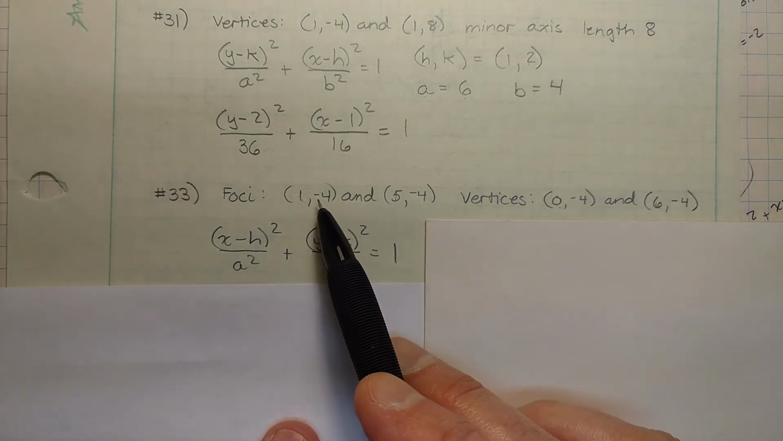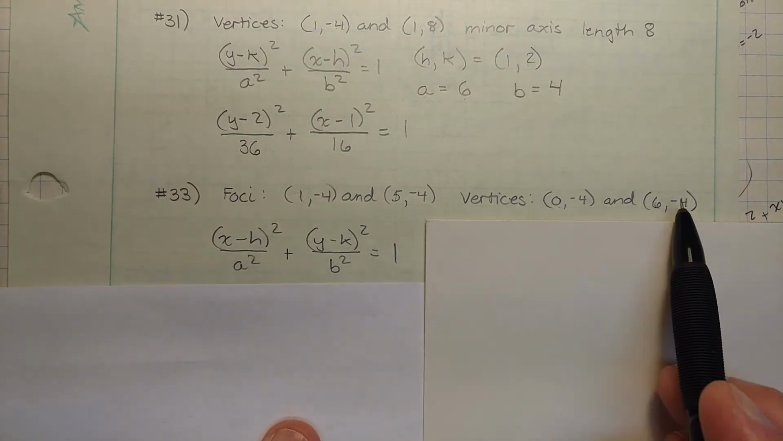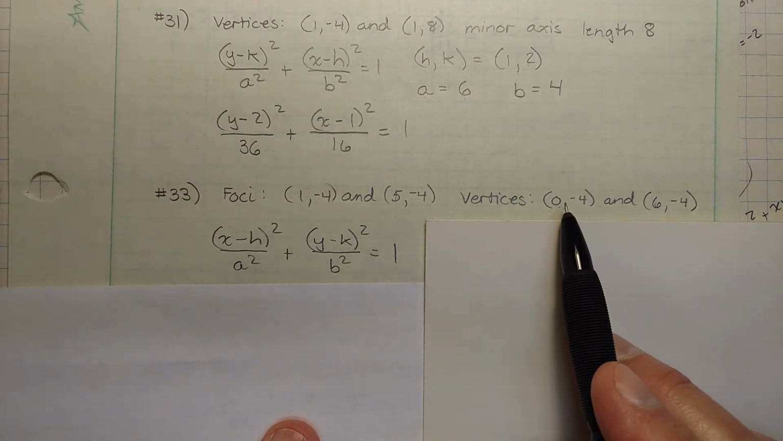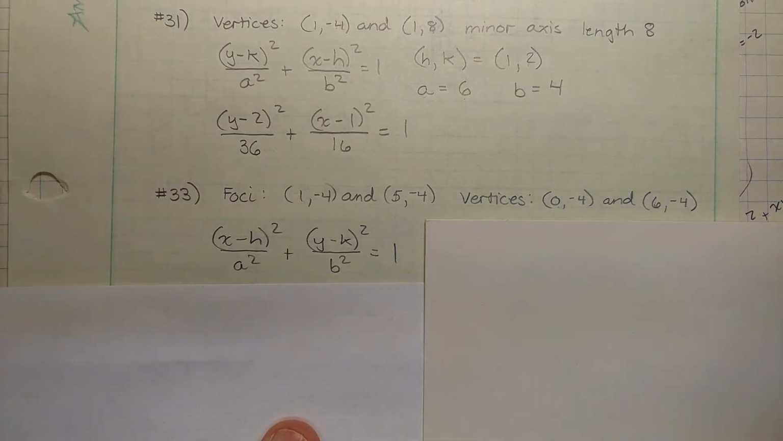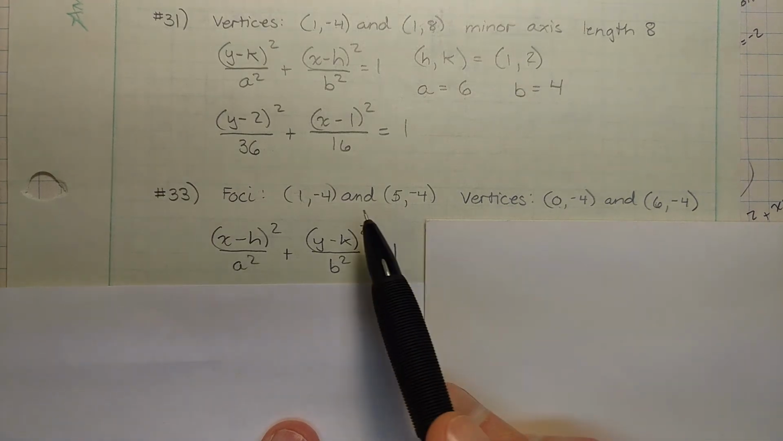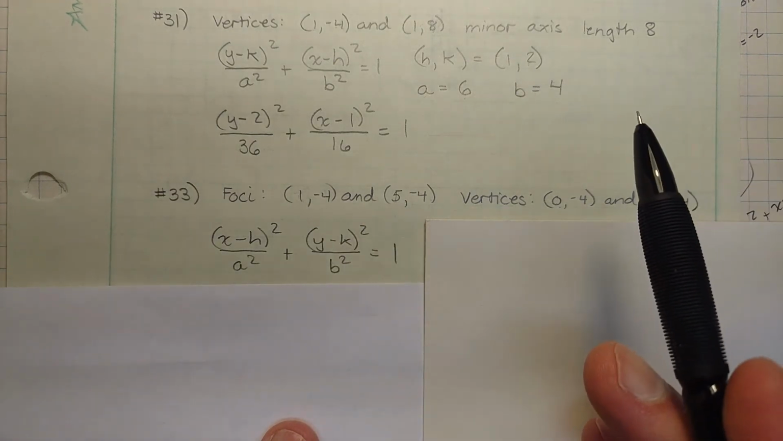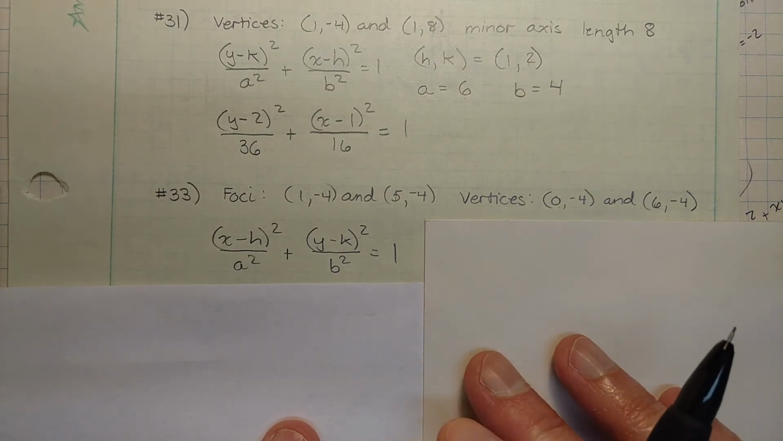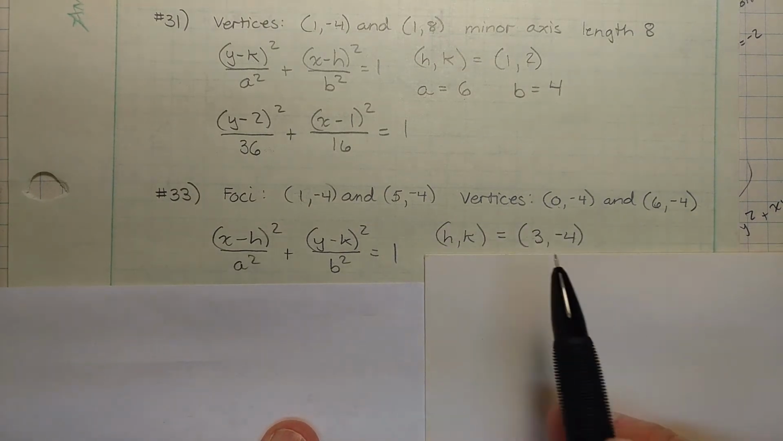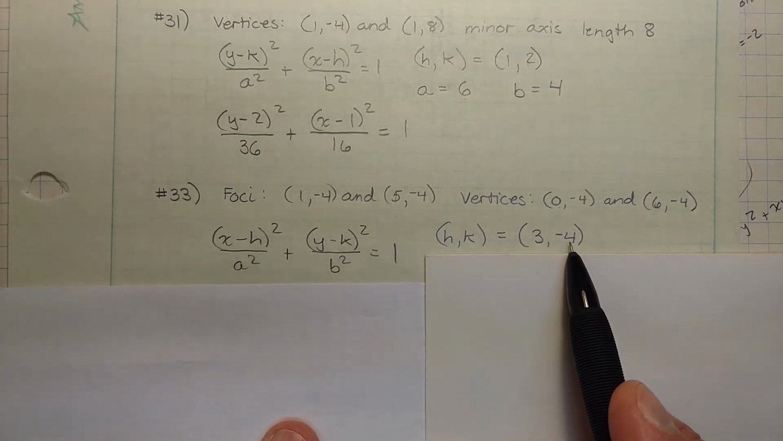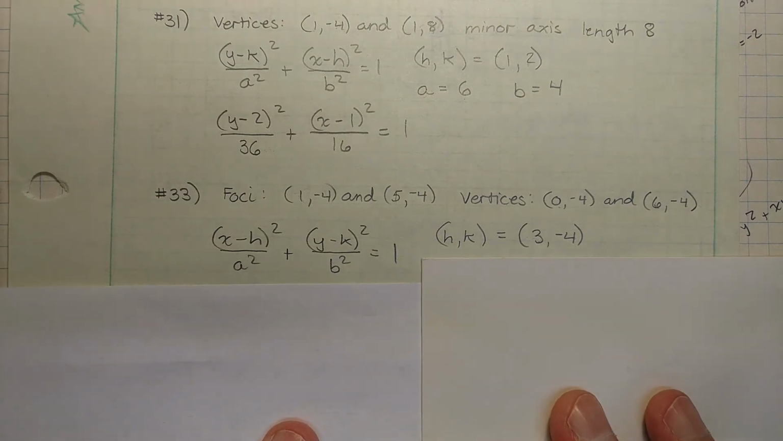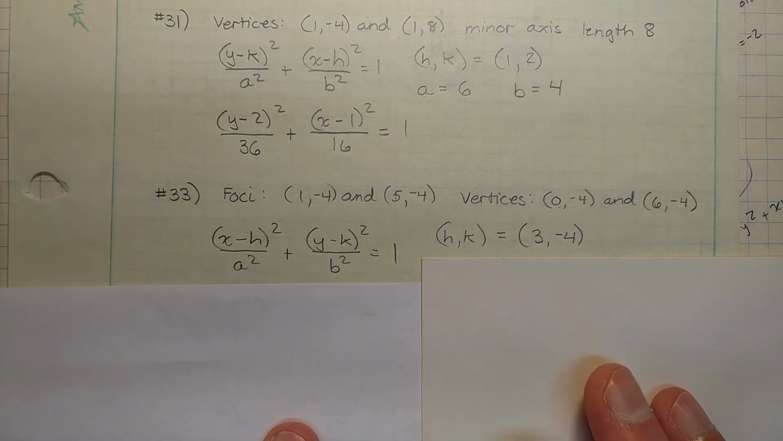Doing just like I did before, I can use the foci or I can use the vertices. Here, if you want to, add up 0 plus 6 is 6, divide by 2, 3. Or I could add up 1 and 5 and get 6, divide by 2 and get 3. Either way, we get 3. We have -4 there for our k value. So our h, k would be 3, -4. Now we need our a and we need our b.